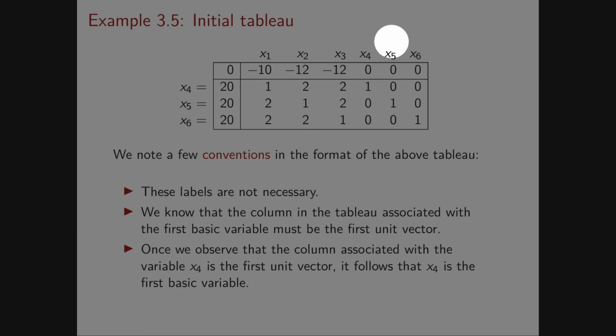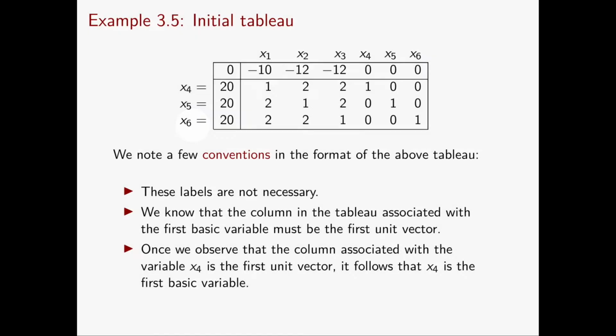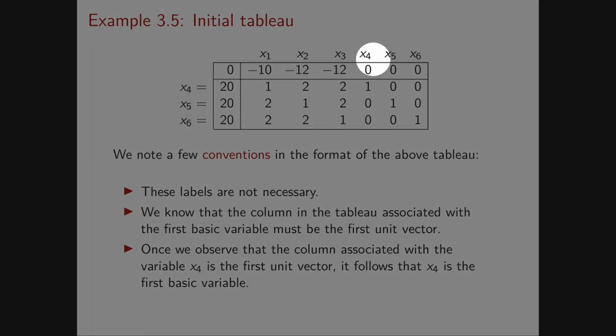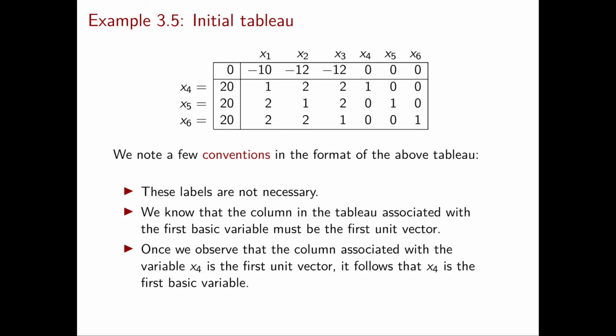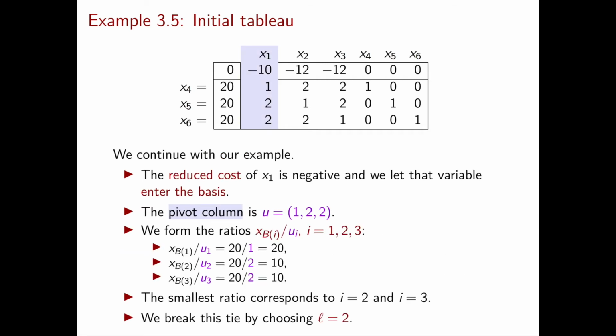This corresponds to the variable x5, so I can write x5 in the row where the 1 appears. Here is x5. And similarly for x6. In any case, in this first example, we will keep all the labels in order to better understand the example. We're now ready to start with an iteration of the full Tableau implementation of the simplex method.